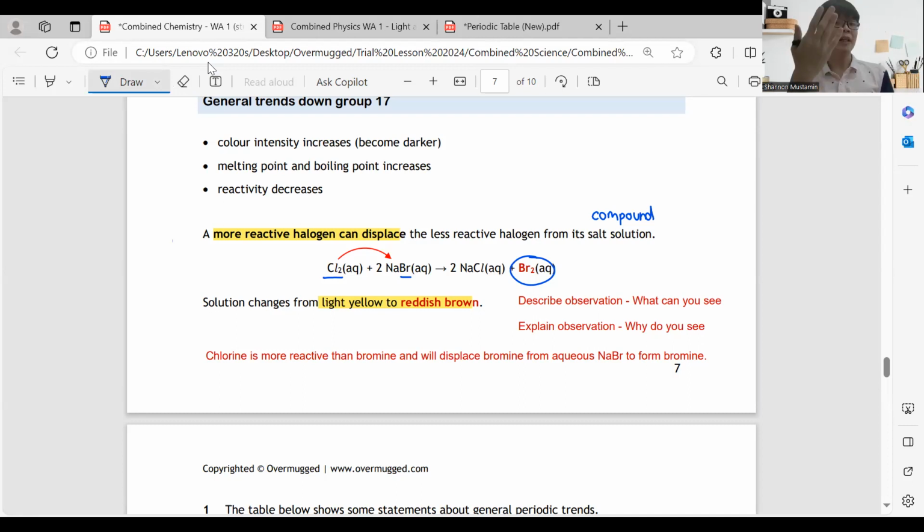Okay, so common mistake in exam, when examiners ask students to describe observation, they tell them this. Yeah, students can see got displacement, but you're not answering the question. When they ask you to describe, means tell me what you see. You cannot see displacement, but you can see color change. Okay, that's the logic behind it. Describe means what you see.